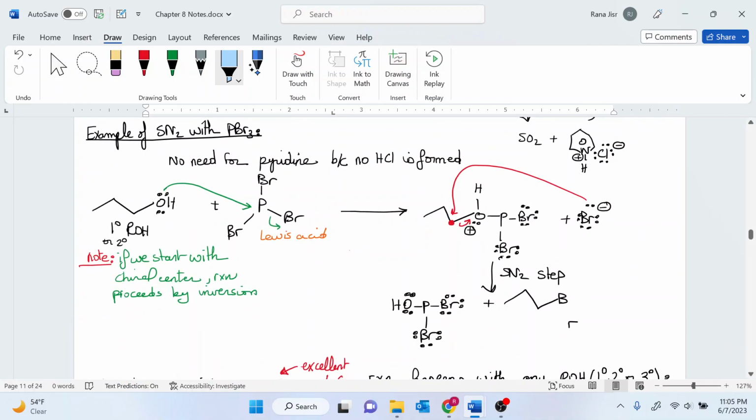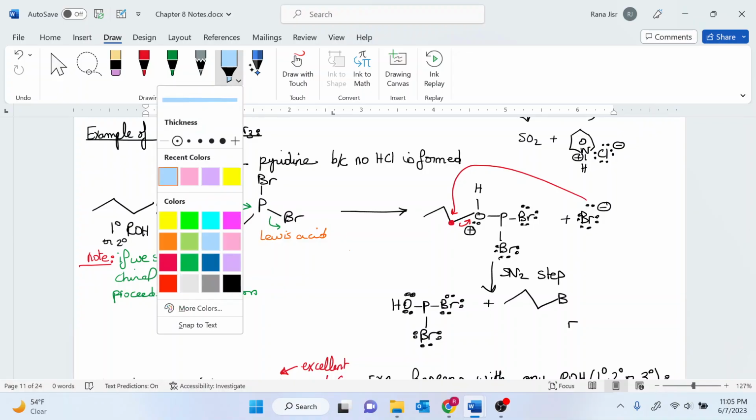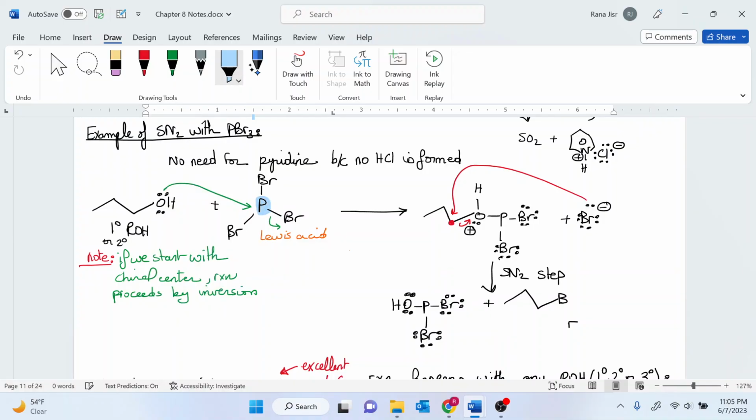Let's have another example with phosphorus tribromide. It's exactly the same thing. You have the phosphorus, which is the electron deficient site. This is going to be your Lewis acid. So the first step, you are protonating the oxygen and making this thing a good leaving group. Once you have a good leaving group, now with phosphorus tribromide, no need to use pyridine.